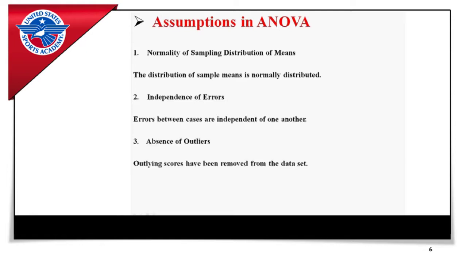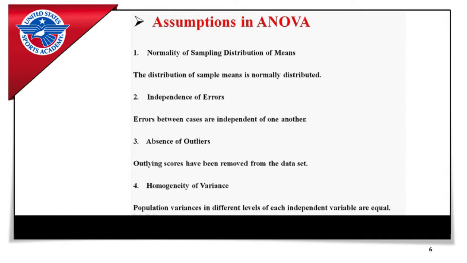The third is absence of outliers. Outlying scores have to be removed from the dataset if you would like to perform an ANOVA and get a meaningful result. And the fourth is homogeneity of variance. Population variances in different levels of each independent variable are equal. And there's actually a special test for that, which I won't do now, but we'll do it when we start doing ANOVAs.